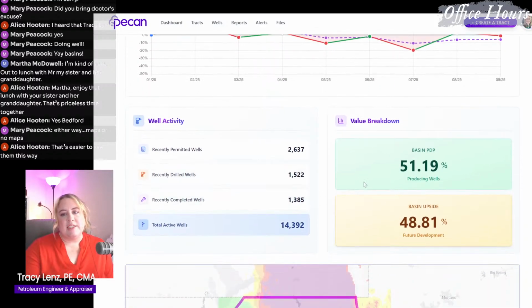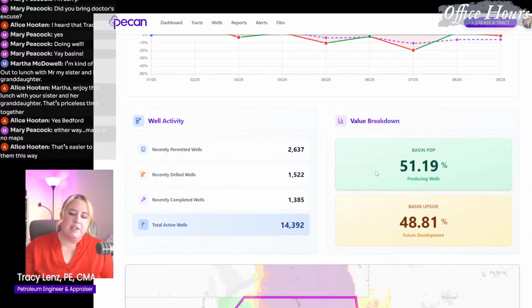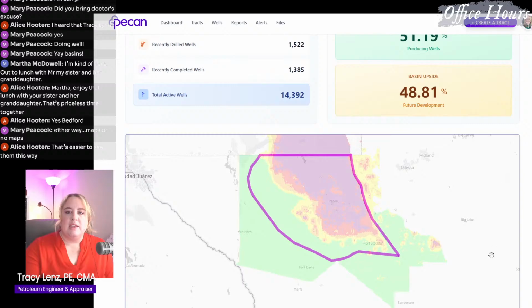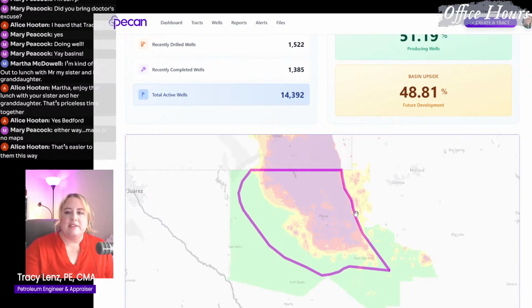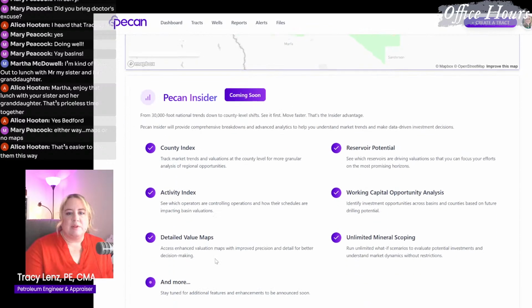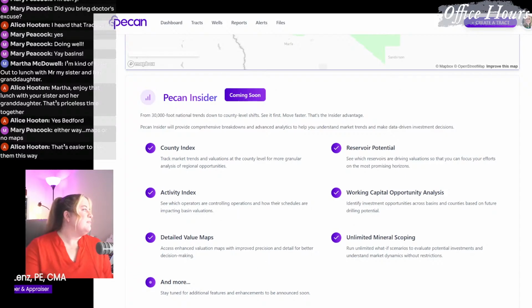We also have some more stats that we're pulling out of it. We'll continue to add to this, and we also have some premium features that we're going to be extracting and making available. How much of that basin is producing versus something that is ready to be developed or could be developed. And also a map of, okay, what are we defining as Delaware Basin? This is the Texas part of the Delaware Basin. Again, we're going to keep adding more to that. We have a little more detail on what we're planning on putting in Pecan Insider.